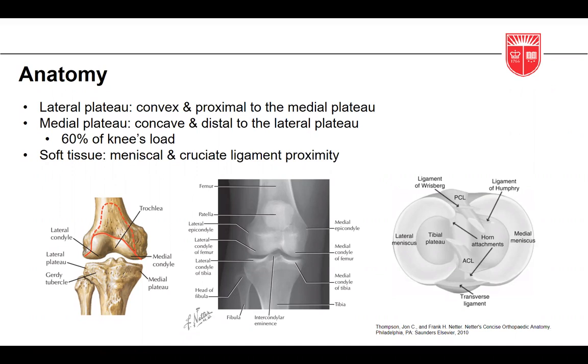Soft tissue injury is extremely common in these fractures due to the close proximity of many of the stabilizing ligaments of the knee and both menisci. Menisci sit directly on top of the tibial plateaus. The cruciate ligaments insert on the articular surface of the tibia, and the collateral ligaments of the knee also have close proximity to the plateaus.